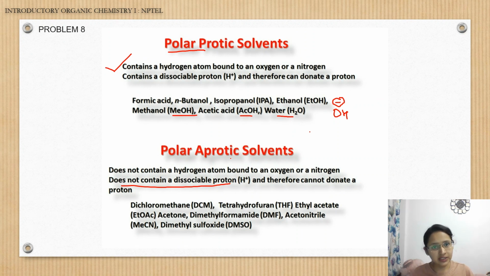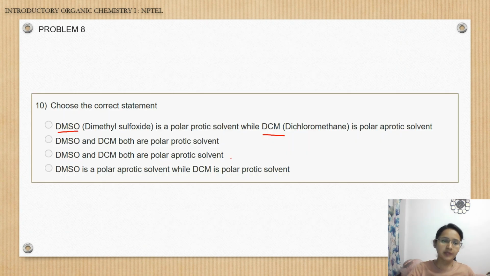So is the definition clear? What is the difference between polar protic and polar aprotic solvents? Is it clear, the definition of these two? Any doubts? Is it understood, the definitions, the meaning? Okay. If it is understood, then coming back to the problem.